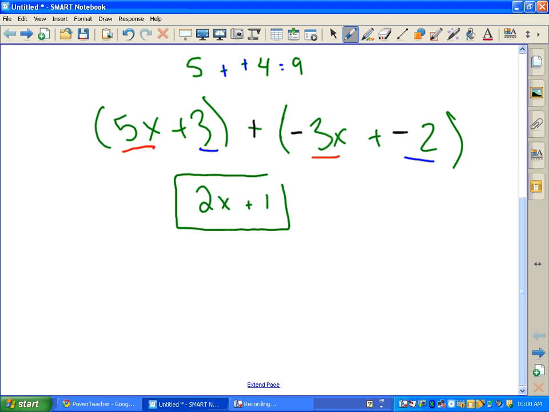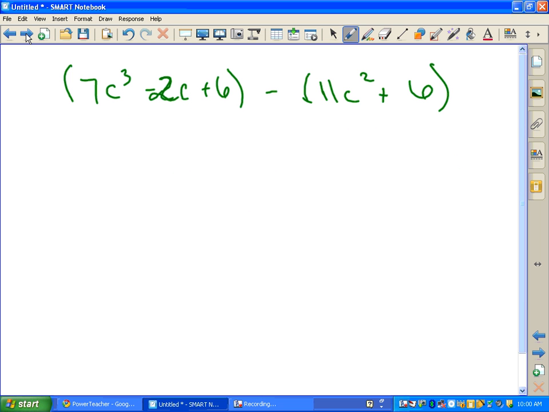Once I add the line and change all the signs on the second one, then it's just combining the like terms, adding them up. And then at the end, you always want to make sure you do have it in standard form. So 2x and then 1 is standard form. So I'm good. So we'll do a couple more examples.